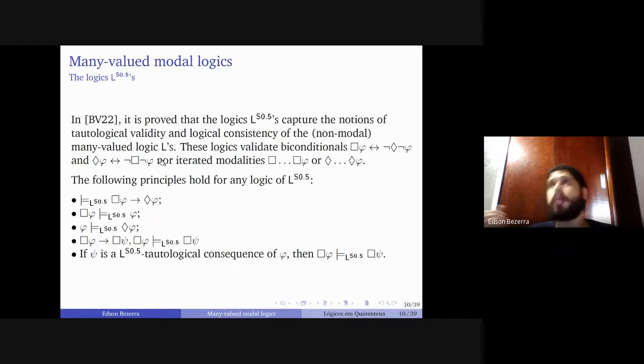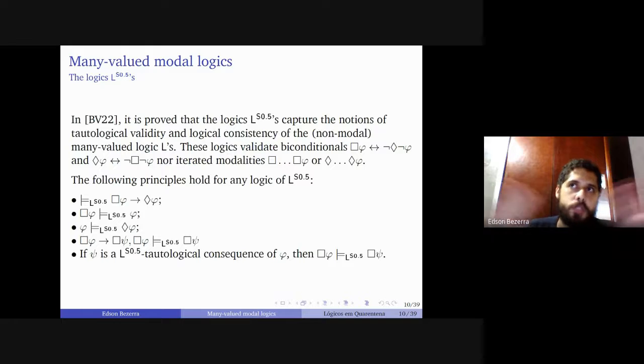Because they are bivalent, the biconditionals box phi if and only if not diamond not phi, and diamond phi if and only if not box not phi, are not valid anymore. So they were introduced as primitive because such biconditionals are not valid anymore. Okay, you can't define in these many-valued logics diamond in terms of box and box in terms of diamond. And in this paper with Giorgio, we proved that these logics capture the notions of tautological validity and logical consistency of the many-valued logic L.